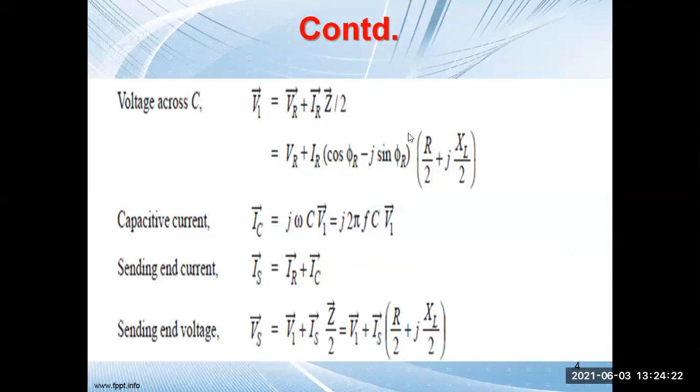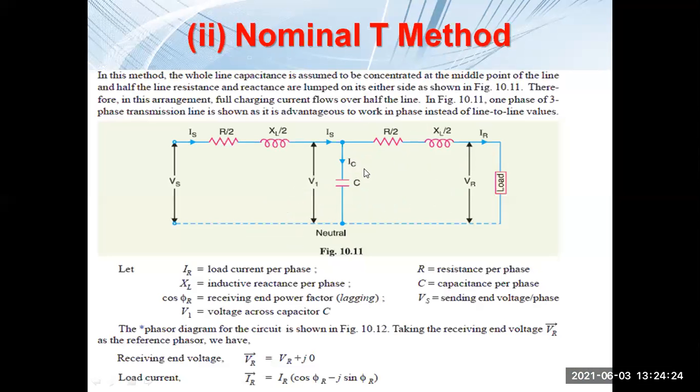So in the nominal T method, the circuit is in the form of a T. In the left half we have R by 2 and XL by 2, that is the resistance and the reactance. On the other half we have the same thing, and in between we have the capacitance C. Voltage VR is across the load, and voltage across this capacitor is V1. Voltage across the sending end is Vs, sending end current is Is and receiving end current is IR.